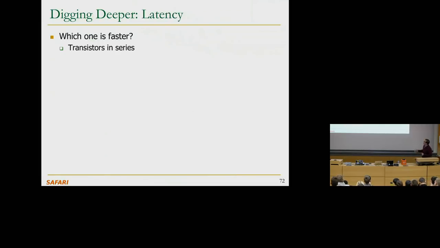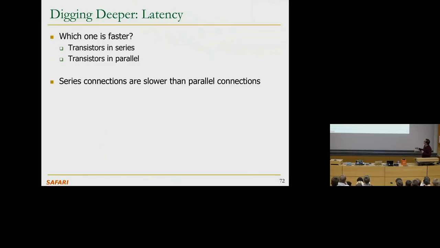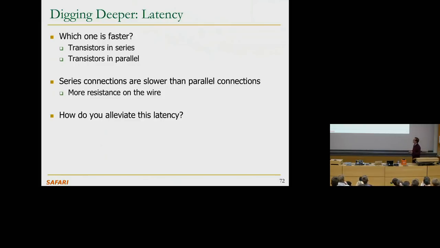So which one's faster? Transistors in series or transistors in parallel? If transistors are connected in series, and you want current to flow from the high voltage to some destination, it's slower, right? Because you need to go through more transistors, and each transistor has a resistance that you have to go over. So series connections are usually slower than parallel connections. There's more resistance on the wire.